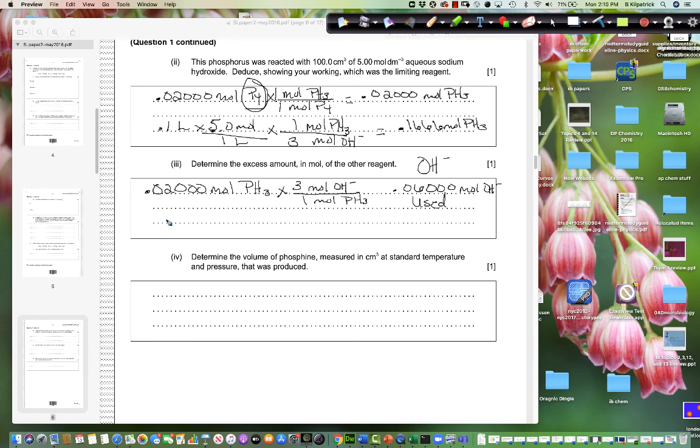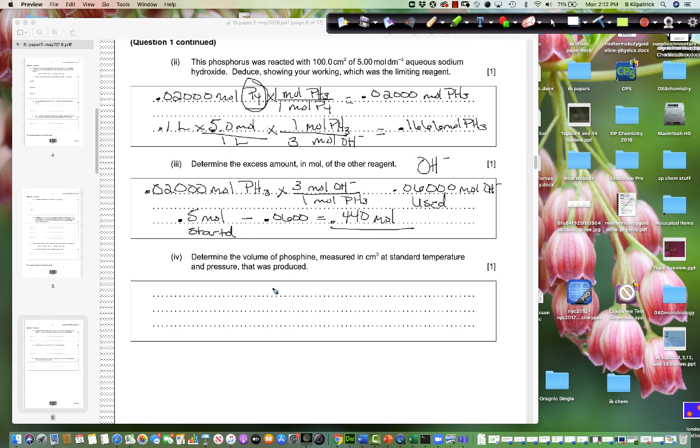The amount that's left over will be how much you started off with minus this amount. So we started off with 0.5 moles. You have to take the molarity and multiply it by the volume. You're going to get 0.5 moles, so that's what we started with. And then we're going to subtract the amount of moles used. And that's going to give you 0.440 moles left.